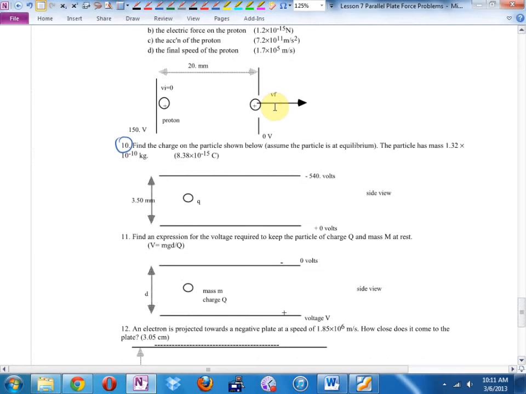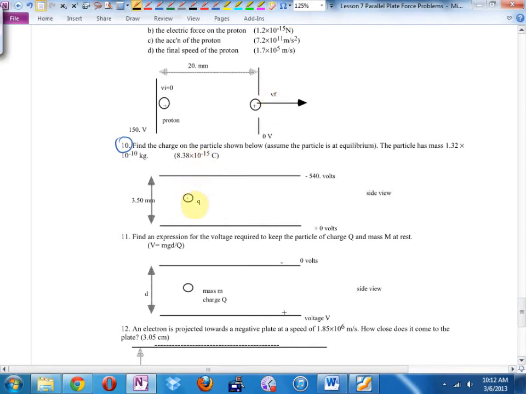Okay. So it says, find the charge on the particle below. Assume the particle is at equilibrium. What that means is the net force on it is equal to 0. What are the forces acting on it? Get the obvious one. This is a big enough charge now. It's not an electron or a proton. It's going to make a difference.